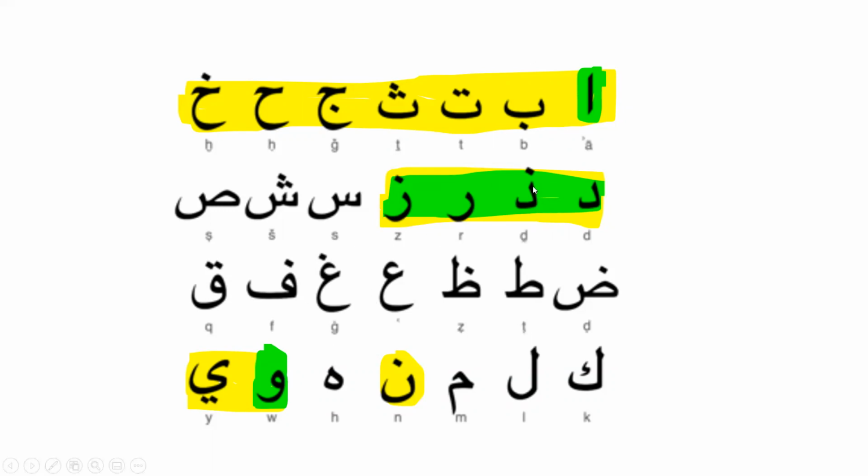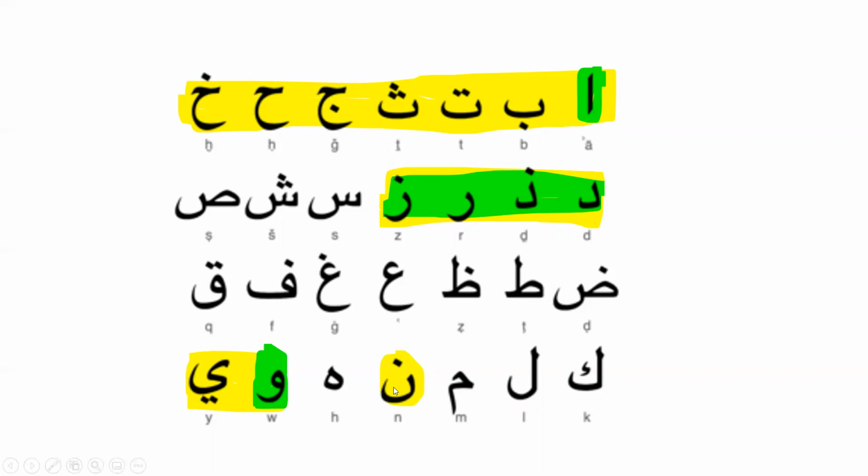we have a group of 6 letters that are shaded in green, that never connect to the letter that comes after them. These are Alif, Dal, Thal, Ra, Zai, Waw. The rest connect after. And of course, all of the letters are connectable before, to the letters that come before them.